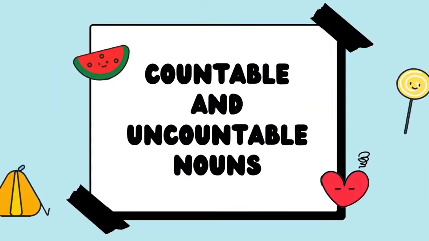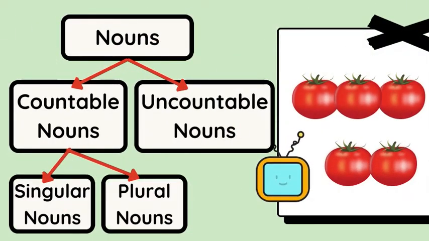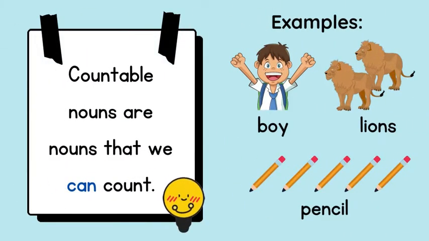Countable and uncountable nouns. Nouns are divided into two, countable and uncountable nouns. Countable nouns are nouns that we can count. For example, look at the picture. Can you count how many boys there are? Yes, one. One boy.